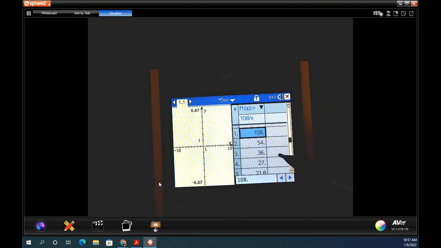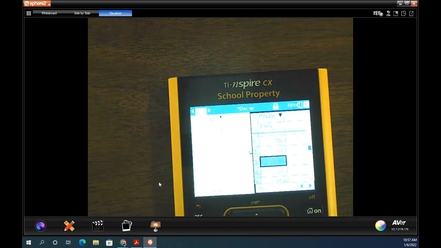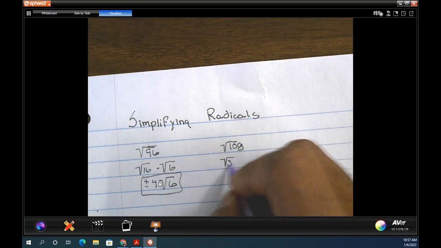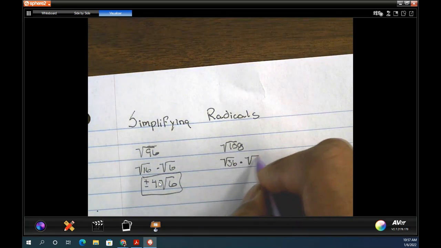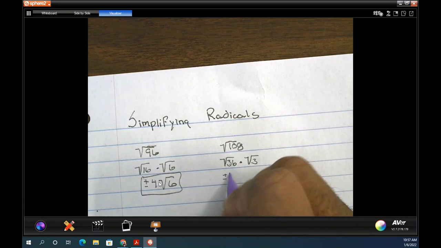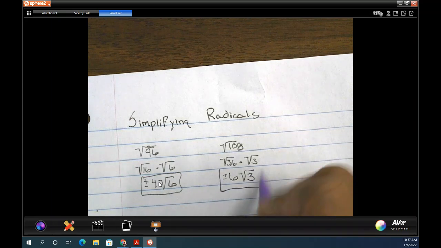All right. Here we go. Looking in the y column. We know 108 is not a perfect square. What about 54? What about 36? Yes. So 36 is a perfect square, but it's 36 times 3. That's the big part. So you have to go the square root of 36 times the square root of 3. Now, the square root of 36 is plus or minus 6 times the square root of 3. There's your answer right there.